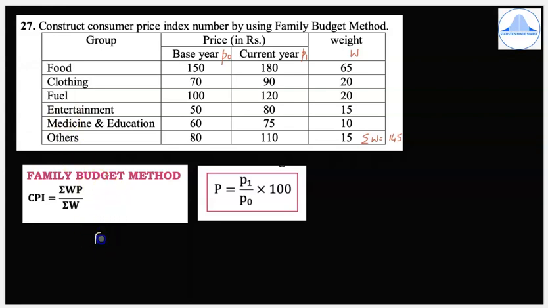For example, suppose we are calculating the price relative for food. It will be capital P is equal to 180 divided by 150 into 100, which is equal to 120. So similarly, we can calculate the price relatives for each of the different groups. So let me now form a column capital P. So the first price relative is 120.